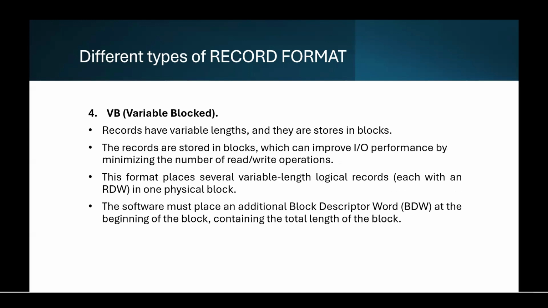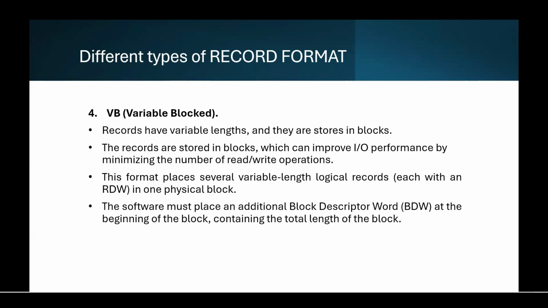The next one is the VB, which is variable block. Records have variable lengths and those are stored in the block. So it is the same concept as fixed block and variable block. In the fixed block, the length of that particular record is fixed, but in variable block, the length of the record is variable, but both are stored in blocks only. The records are stored in a block, which can improve the input-output performance by minimizing the number of read and write operations. This format places several variable length records, each with an RDW in one physical block.